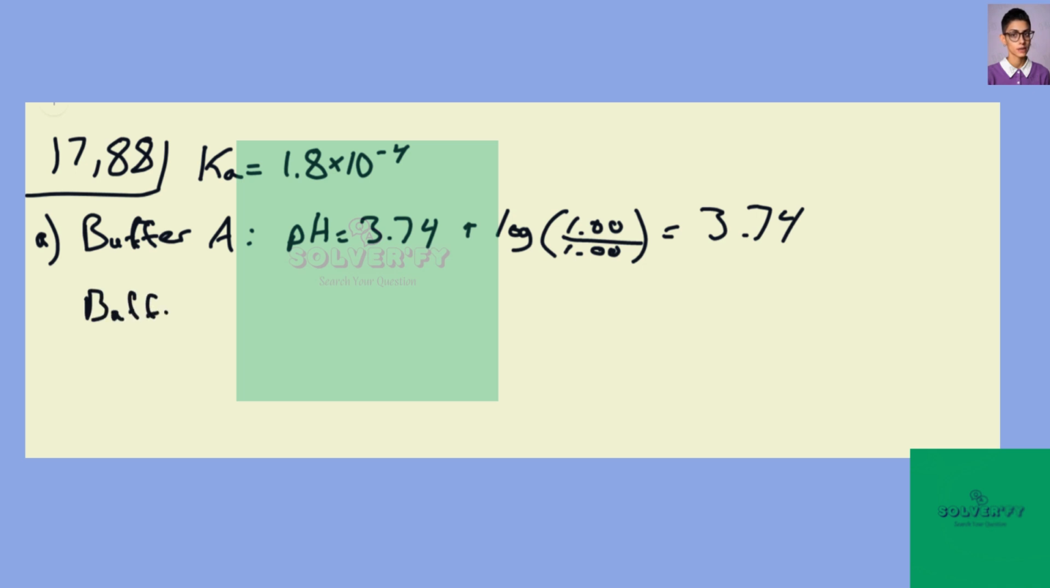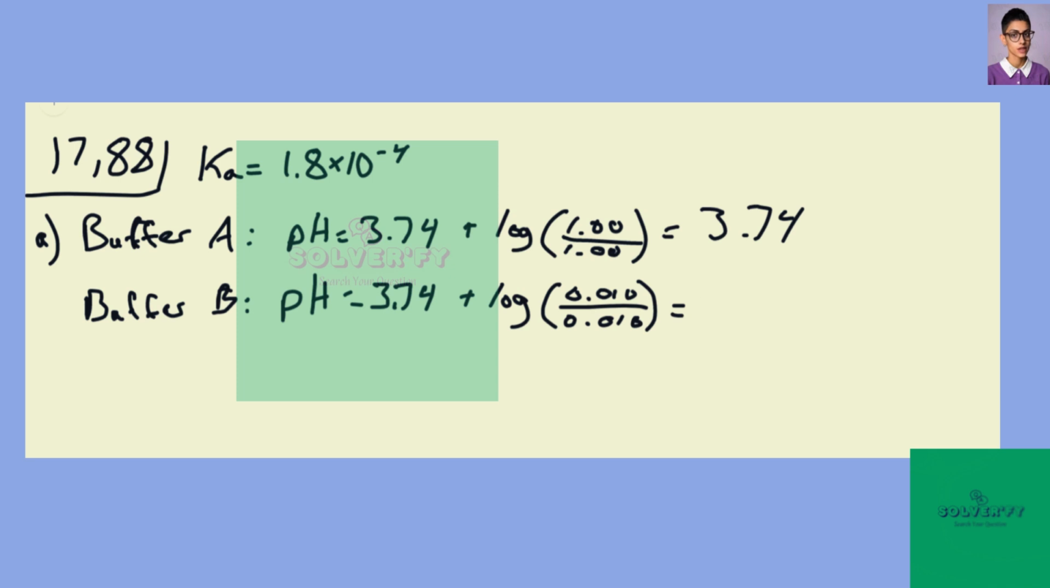Now for buffer B, we have different amounts of the base and acid from buffer A, but they're still equal to one another. It's 0.010 and 0.010, so we have the same ratio. So we actually have the same pH because it's dependent on the ratio, not on the concentration of one or the other. For part B, it asks us which buffer will have the greater buffer capacity. This will be the buffer that has more acid and base, which is buffer A, will have the greater buffer capacity.